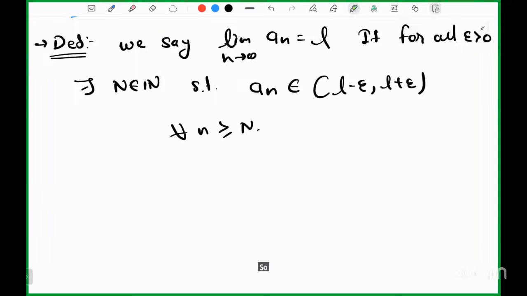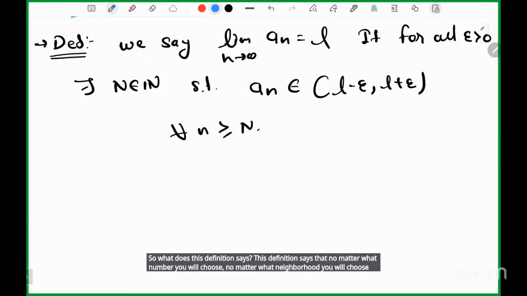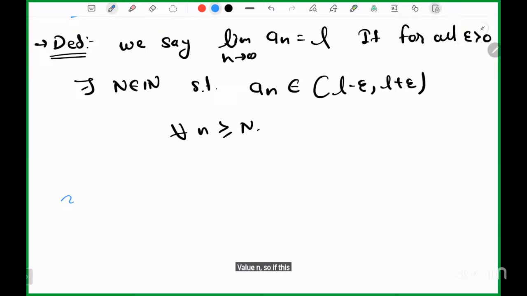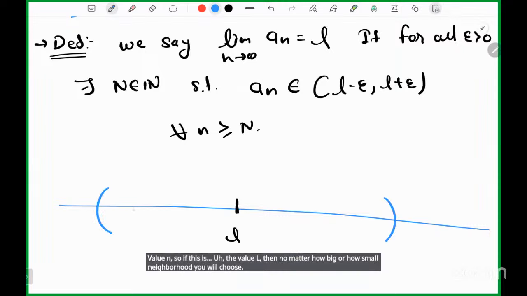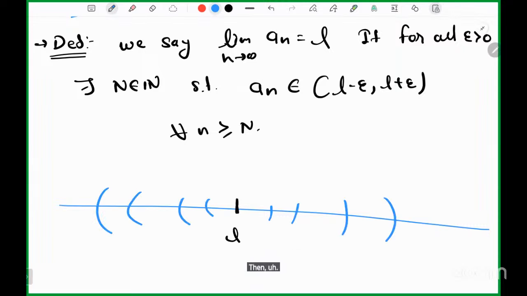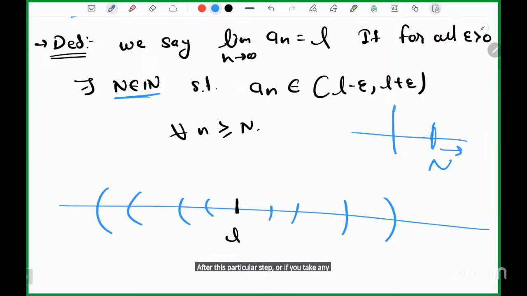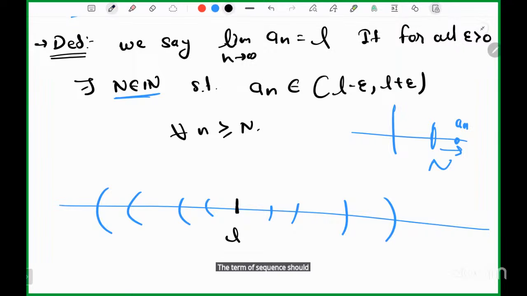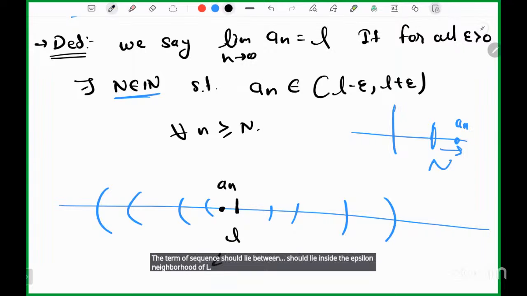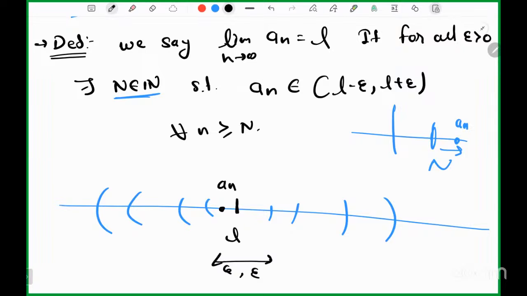So what does this definition say? It says that no matter what neighborhood you choose around the value L, however big or small, there should exist some step capital N, so that if you take any term of the sequence after this particular step, that term should lie inside the epsilon neighborhood of L. That is the meaning of the limit of a sequence.